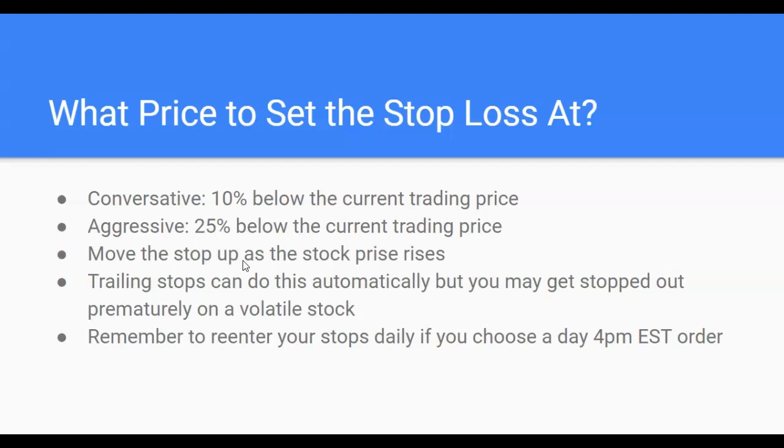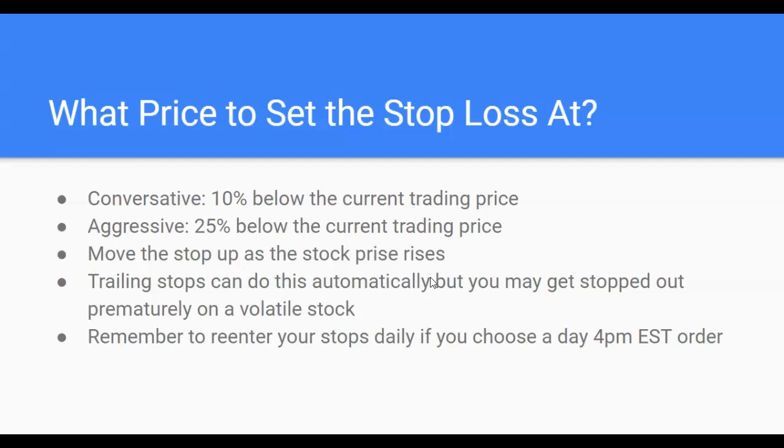And then you want to move the stop up as the stock price rises. So if the stock goes up from $5 to $20, you don't want to just leave the stop loss at $4. You want to move that stop up. Perhaps if it goes to 20, you move the stop loss up to $18 or $17. So just keep moving the stop loss up as the stock price rises.